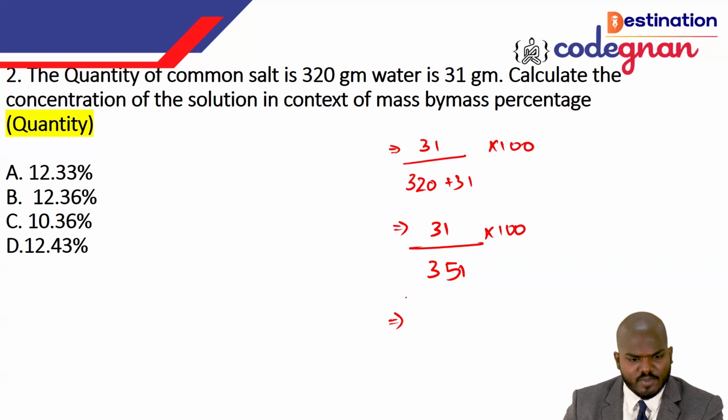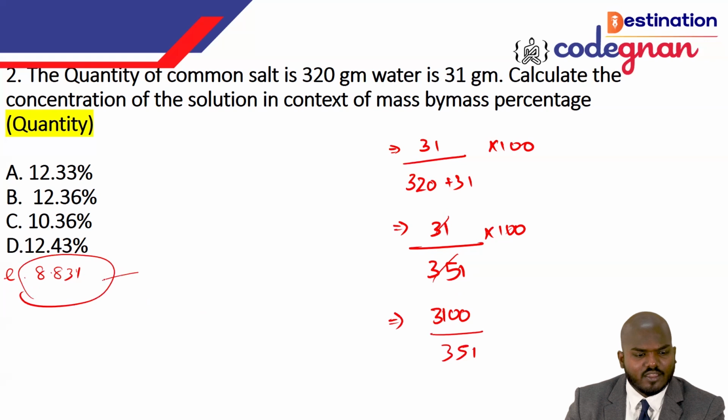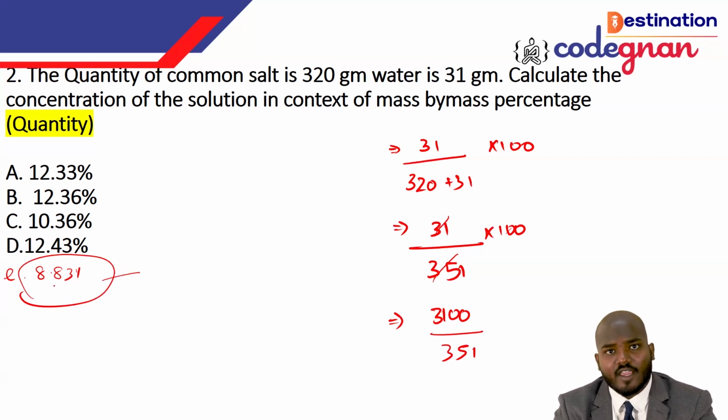Yeah, the option is missing here. We need one more option here. That option is matching with 8.83%. So if you cancel this one, guys, with respect to 3100 by 351, it will give you the value 8.83. So this is how you need to pick the answer.